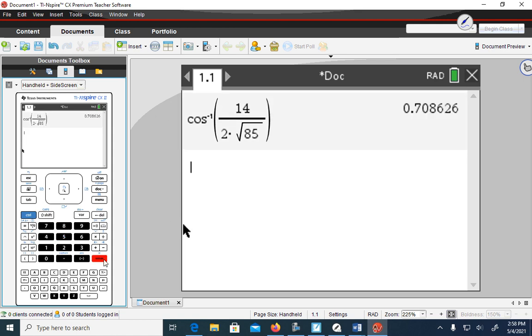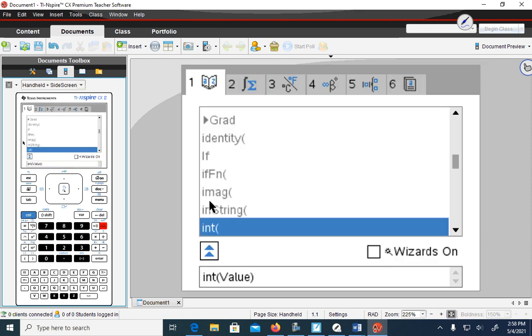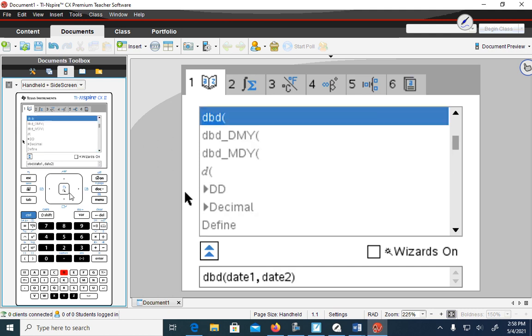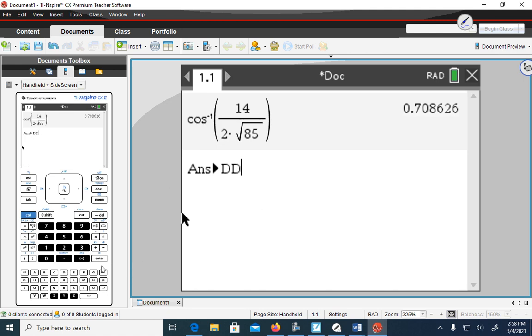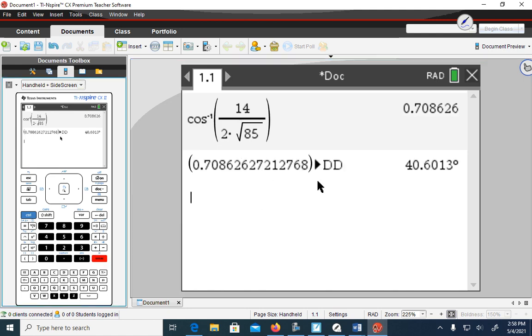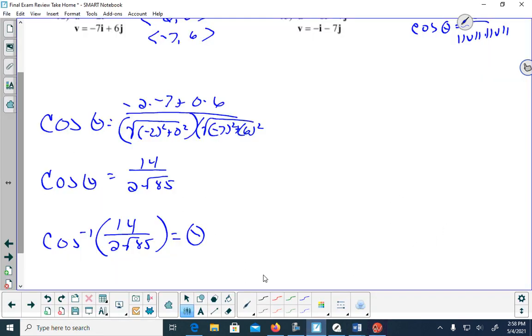Well, that answer is in radians, so I'm going to change it to degrees. My favorite way is to go to the catalog. Right now I'm not in degrees, so I'm going to hit the D and look for the DD, and I'm going to hit enter. Once I do that DD, it'll stay with degrees decimals until I change it to something else. And I get an answer of 4.63, and that is going to be the angle between those two lines. So that's going to be 40.6.